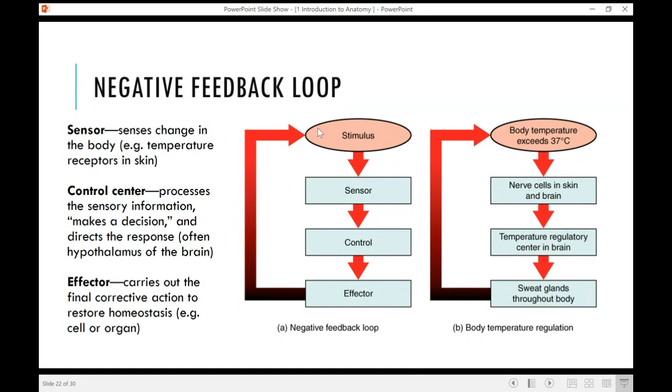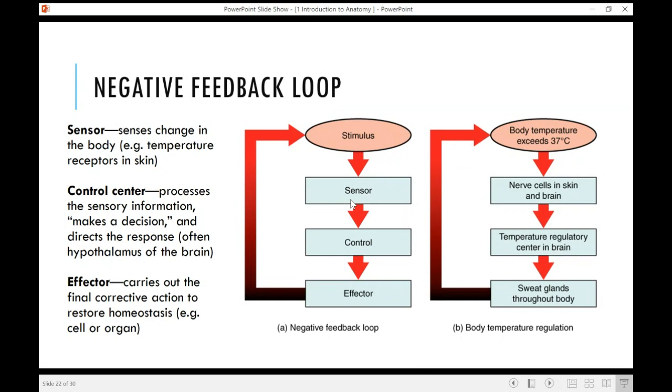Okay? So you can see here, we have a sensor, and that sensor is going to sense the change within the body. These can be our temperature receptors within our skin. It can also be our thermostat. The control center is going to process that information, and it makes a decision, so to speak, and it directs a response.